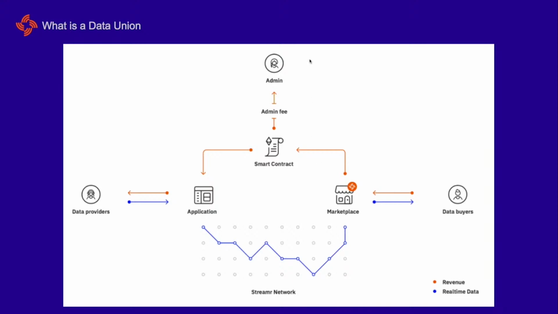The data union admin can set a fee, which is a way for getting compensated for developing and maintaining the app and potentially making a business out of it. The admin is usually the party who created the end user app, but could also be, for example, a DAO consisting of the data union members.